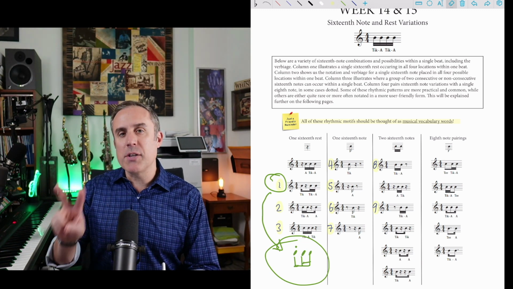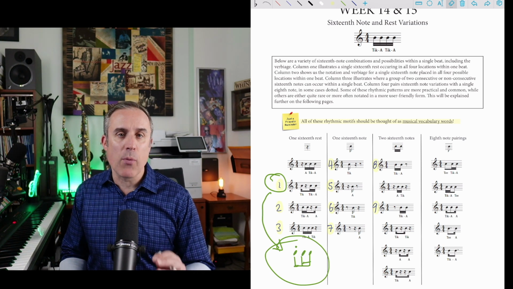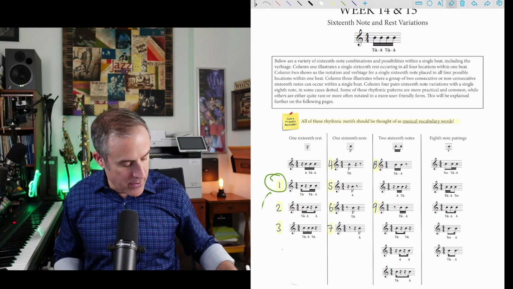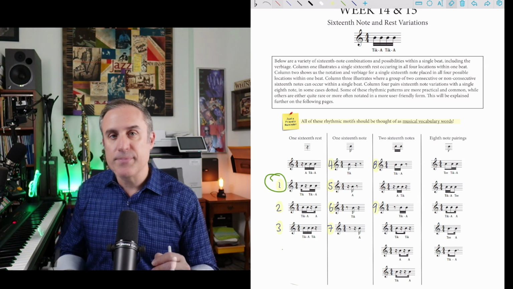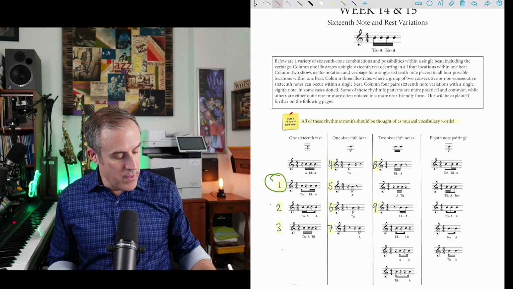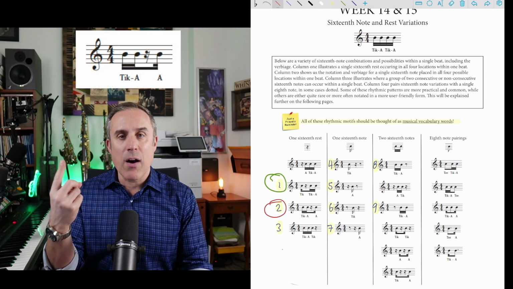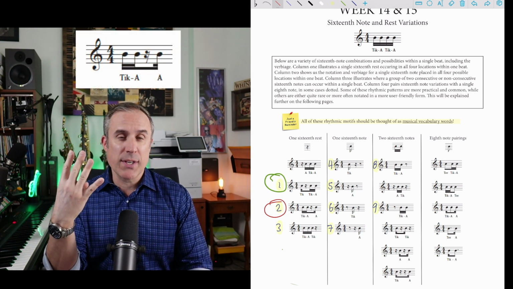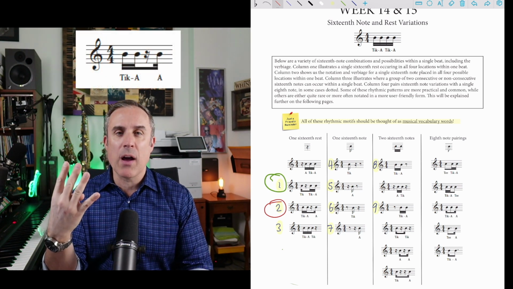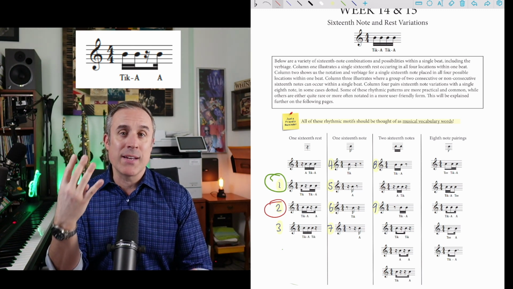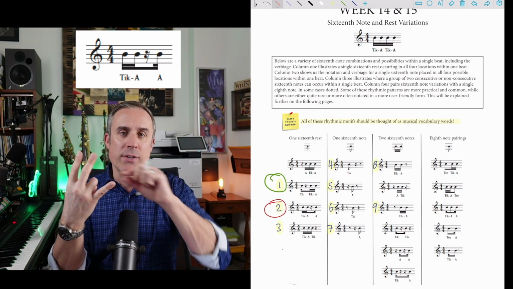Now let's move on to pattern number 2. The first thing I want to do here is erase this ink so that we can focus on pattern number 2. And in pattern number 2, this one right here, we're doing the same exact thing. We're taking tick-a, which is 4 16th notes that occur within one beat in common time, and replacing one of these 16th notes with a rest. And in this case, it's the third 16th note.